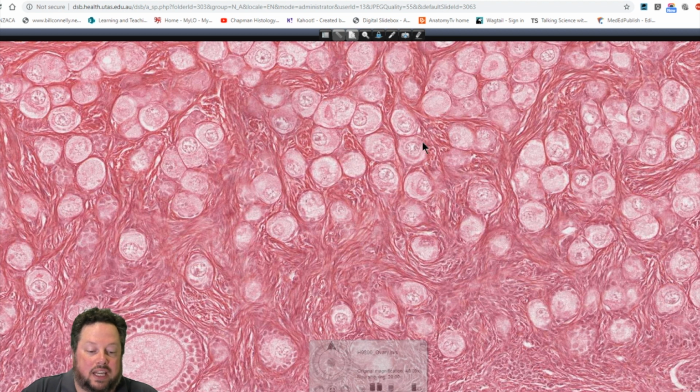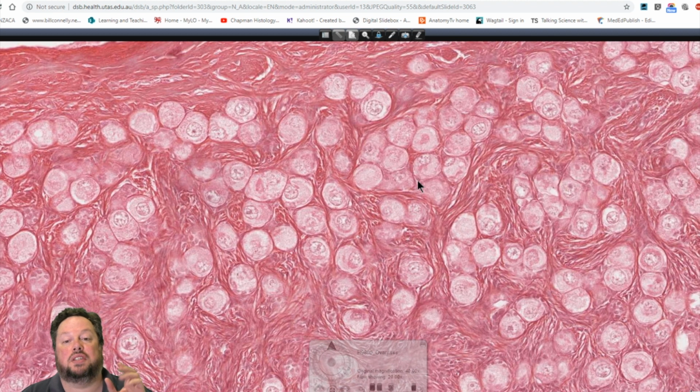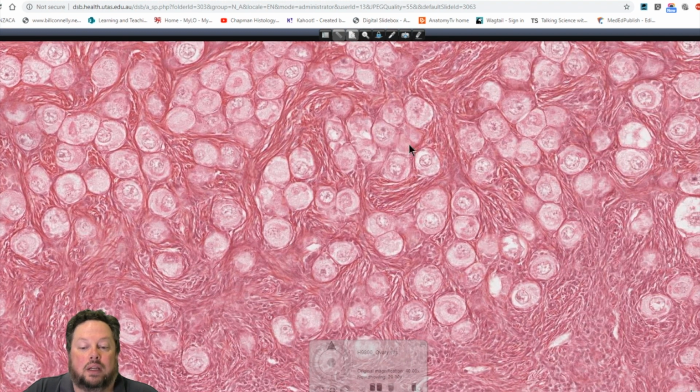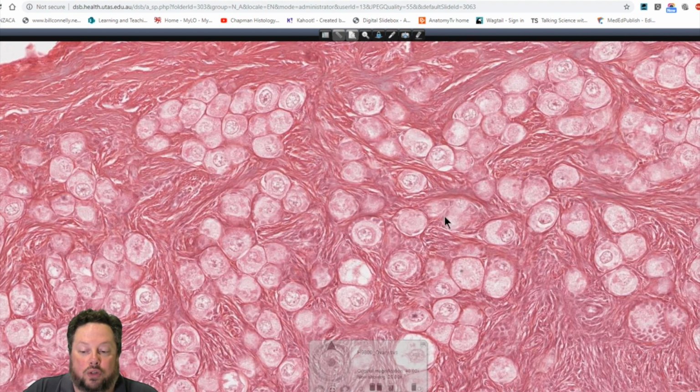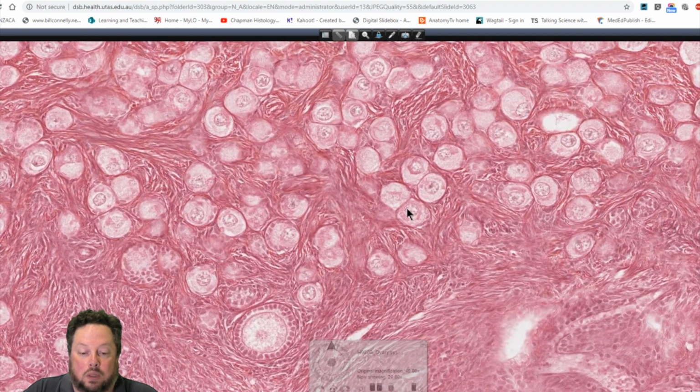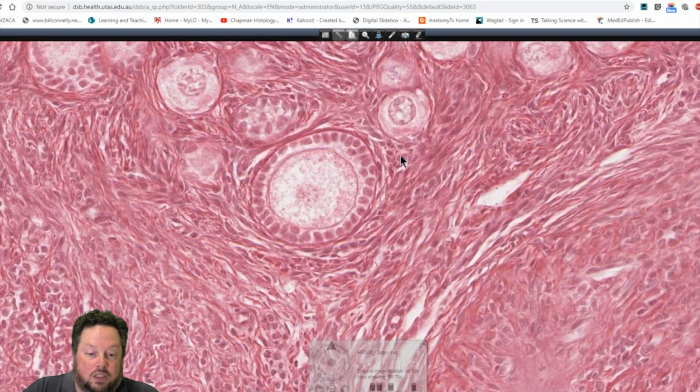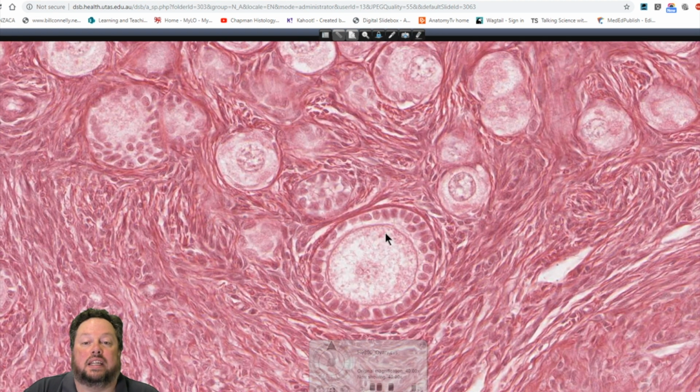Now, at some stage, these follicles get some internal stimulus to begin development. So the primordial follicles become primary follicles. And two main things happen when a primordial follicle begins to develop and become a primary follicle. The first thing that happens is the oocyte gets bigger.